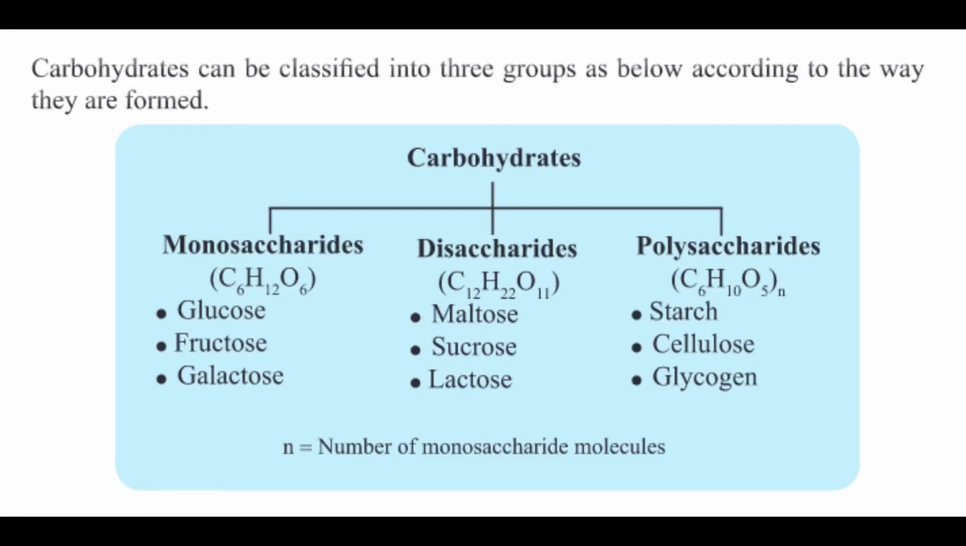Carbohydrates can be classified into three groups as below according to the way they are formed. Carbohydrates: monosaccharides, C6H12O6, glucose, fructose, galactose; disaccharides, C12H22O11, maltose, sucrose, lactose; polysaccharides, (C6H10O5)n, starch, cellulose, glycogen, where n equals the number of monosaccharide molecules.